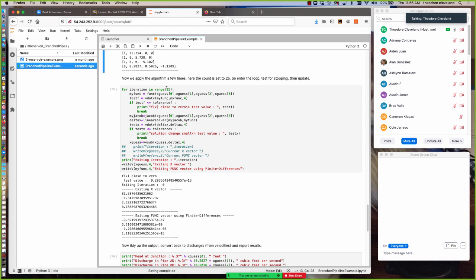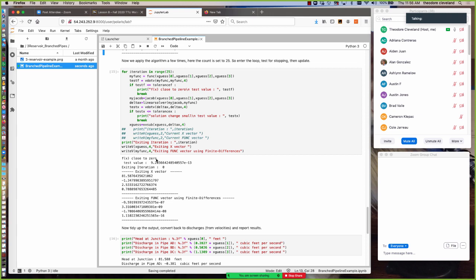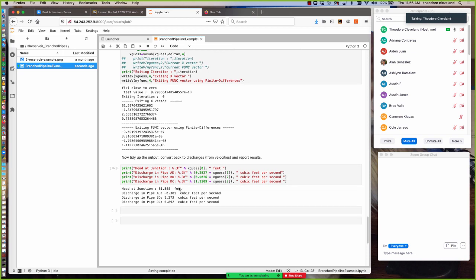And it's set up to go as many as 25. And it ran, not sure the iteration count's correct, but when it got done, it gave us that the head at the junction is 81. And the flow in the three pipes is minus 1.3, 2.5, and 0.7. And then we go ahead and tidy things up and print the results back to us.